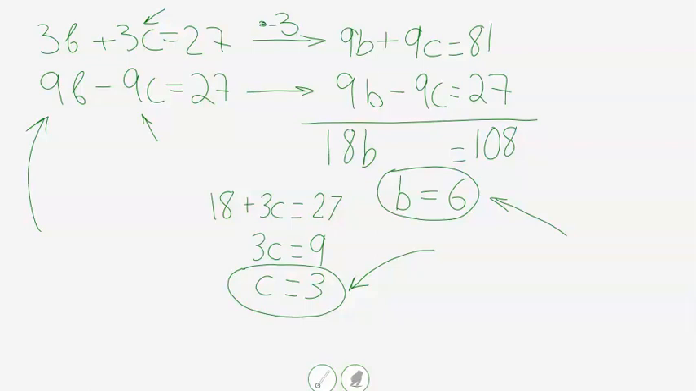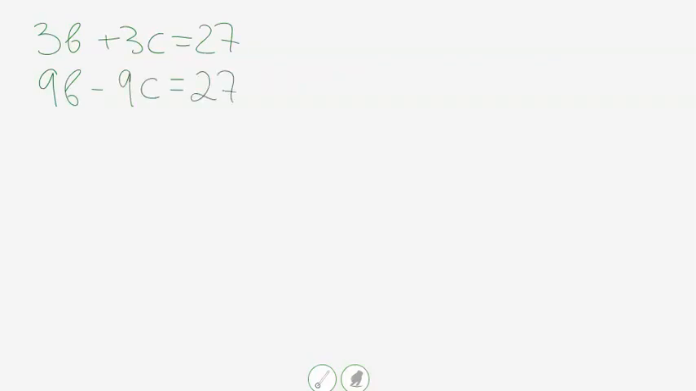Okay, so let's use another board and let's try it. So we have the same system of equations, 3b plus 3c equals 27, and 9b minus 9c equals 27. So now we want to eliminate the b terms. That means, as Tai said, we multiply the first equation by -3.